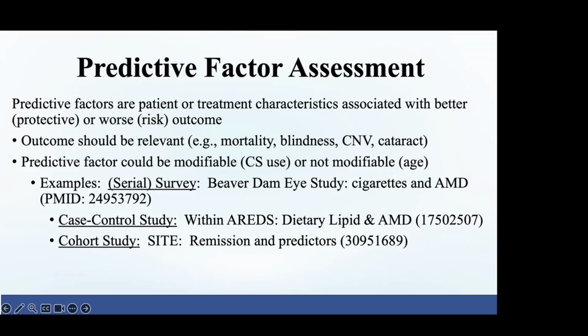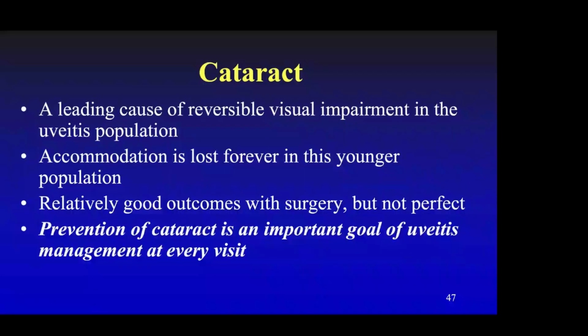So some examples would be the Beaver Dam Eye Study, that was a serial survey where they looked, say, at cigarettes and macular degeneration. Case control studies, like within the Age-Related Eye Disease Study with dietary lipid and macular degeneration. And in the cohort study, we look at remission or the occurrence of adverse outcomes of uveitis and predictive factors. So let's just go through cataract just to talk about this in more detail.